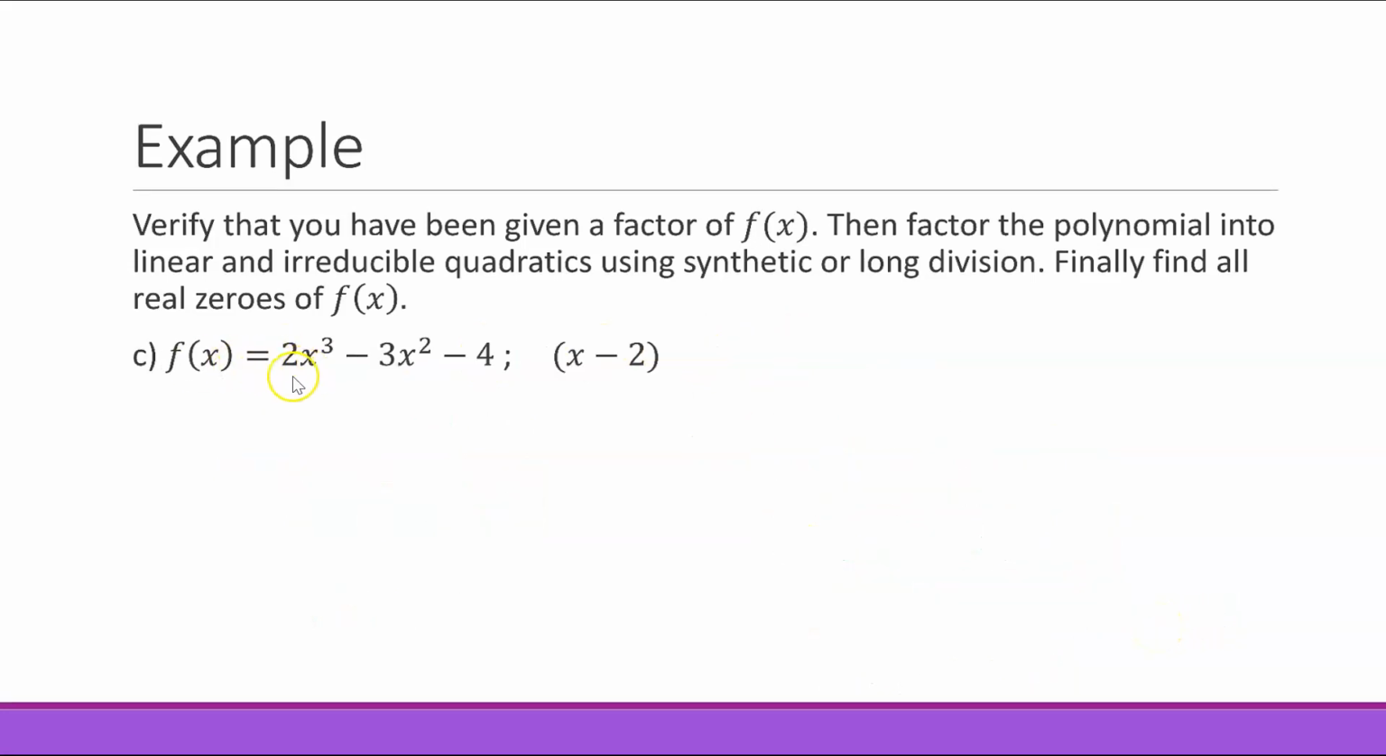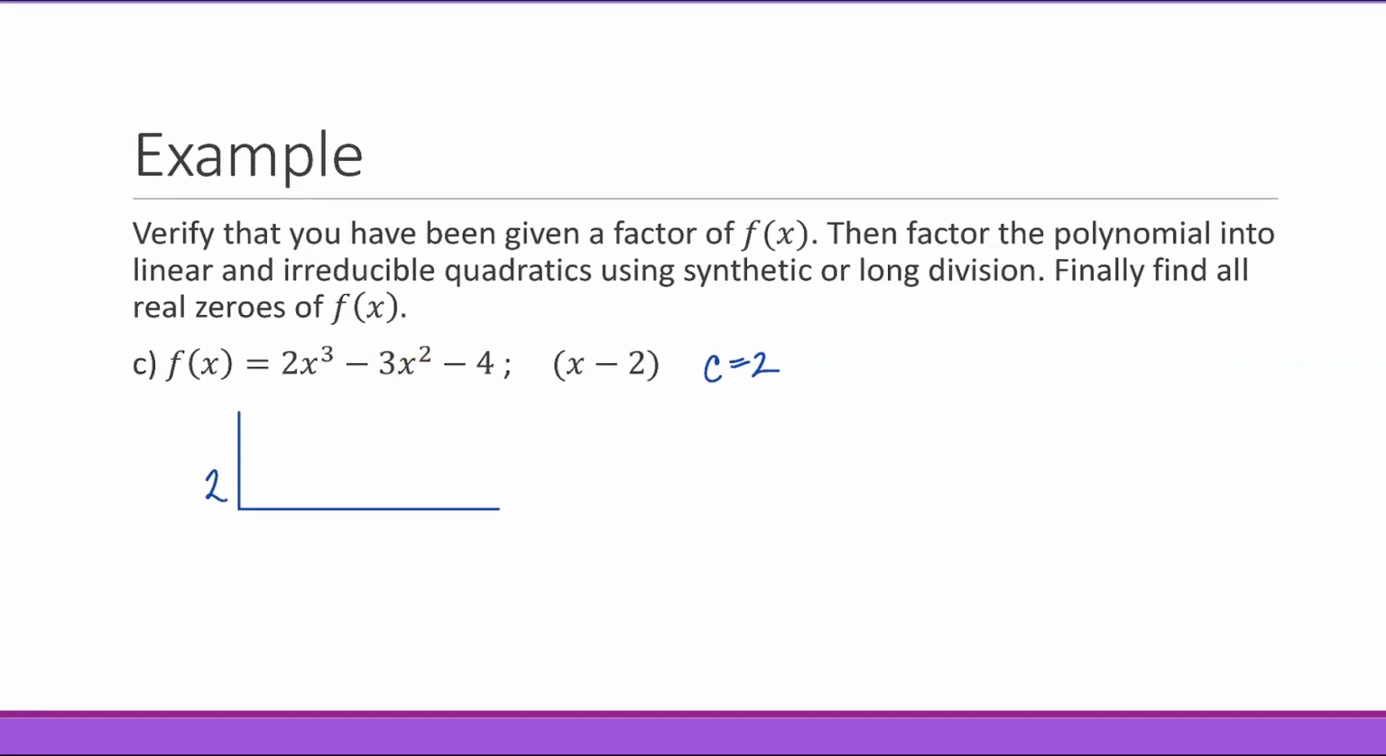In this last example, we have our function and our factor x minus 2. Our value of c would then be positive 2 if I think about what makes this equal 0. We'll set up our synthetic division. Although it's not that hard to plug 2 into this particular polynomial, since we have to do synthetic anyways to factor it, might as well just jump straight to it to verify the remainder 0.